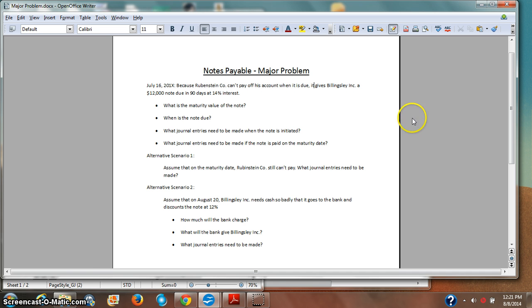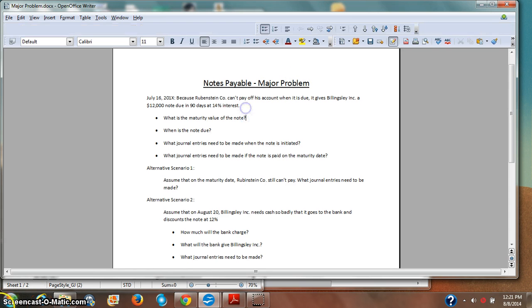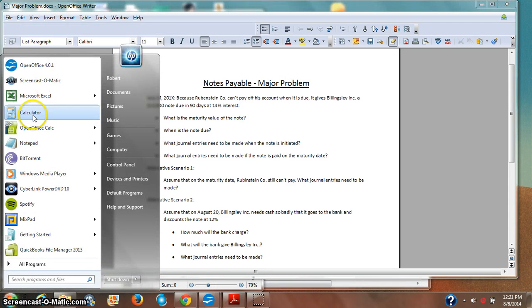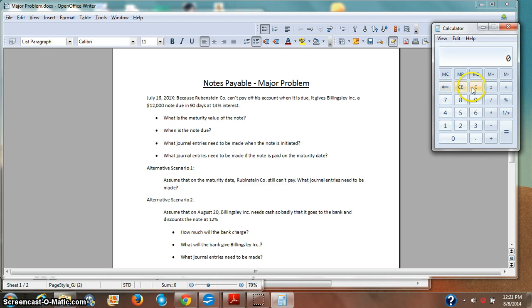Alright, so we know something about this already. For example, we know how to figure that. What is the maturity value of the note? We know how to do this already. We practiced this some in the previous exercise.